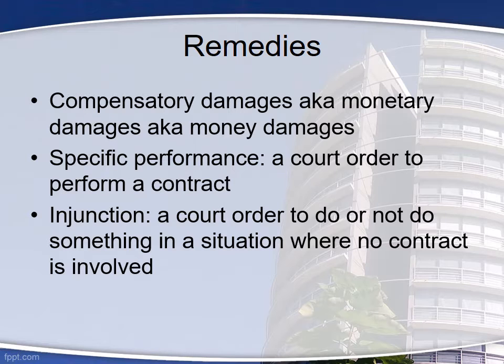There is a historical reason why we have specific performance and injunction. Even though they're both very similar, they are used in different situations only because of the historical development of the English common law. You do not have to worry about it other than to remember that although the two types of remedies are very similar, specific performance only relates to a court order to perform a contract, and any other type of court order to do or not to do something is called an injunction.